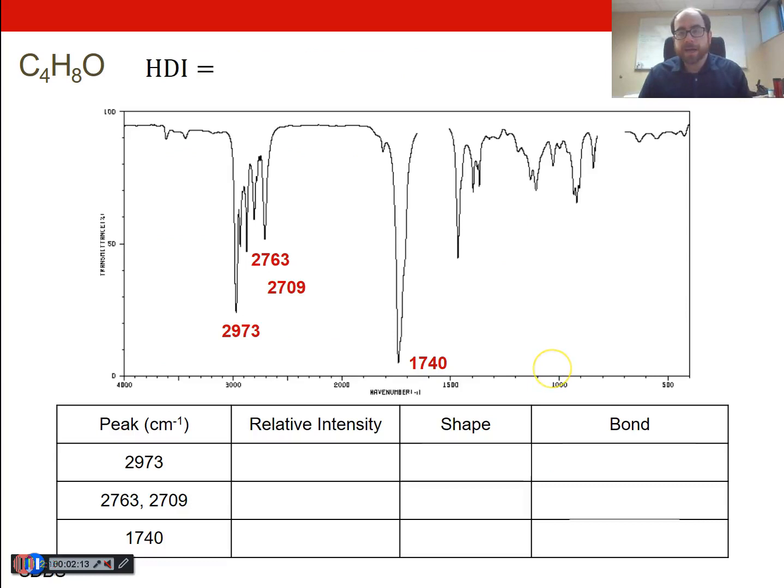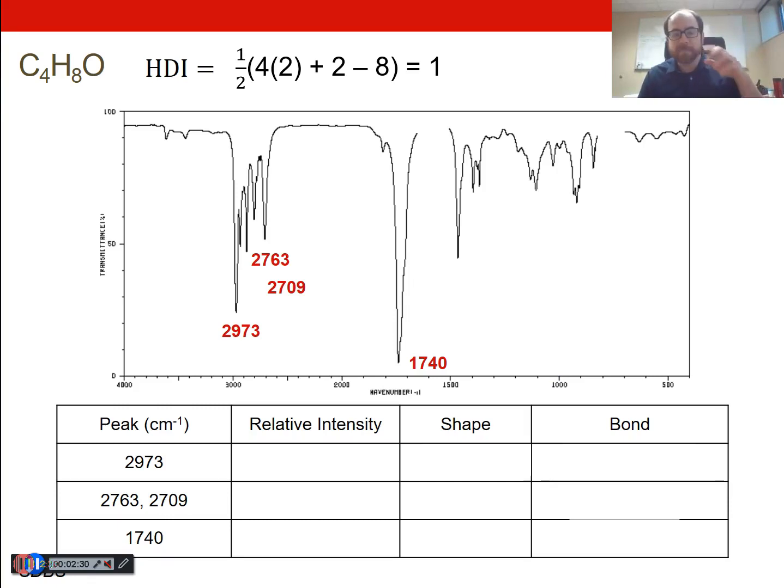In this example, I have the molecular formula C4H8O as my unknown. The first thing I'm going to do is solve the HDI. If I put that into my calculation, I can determine that I have an HDI of 1. So in my molecule, I either have a pi bond or a ring that exists.